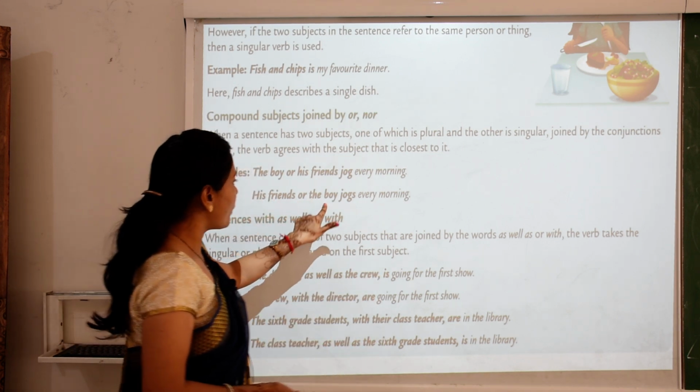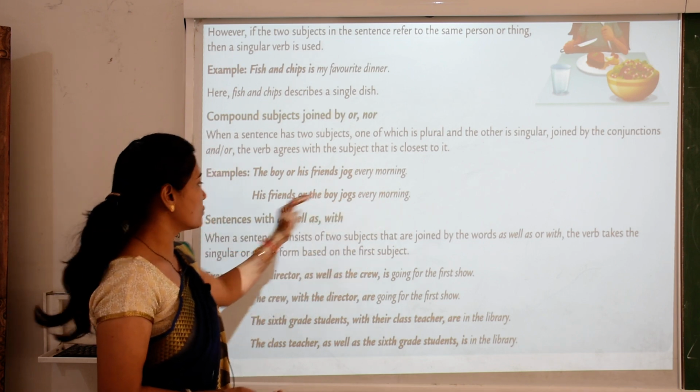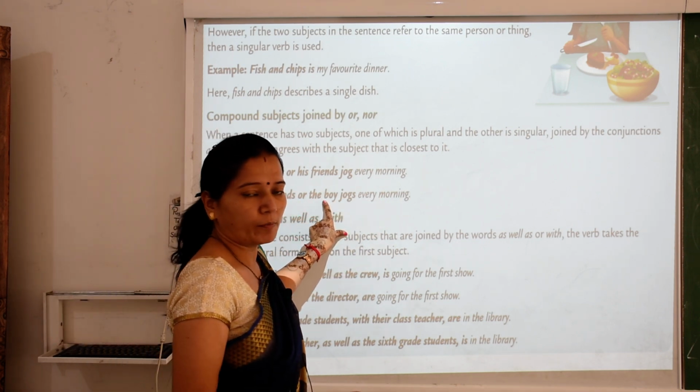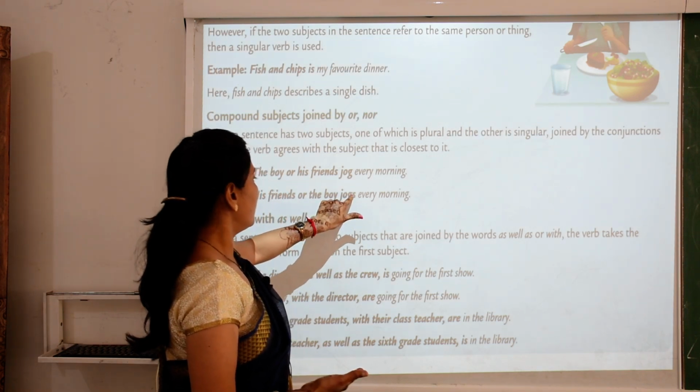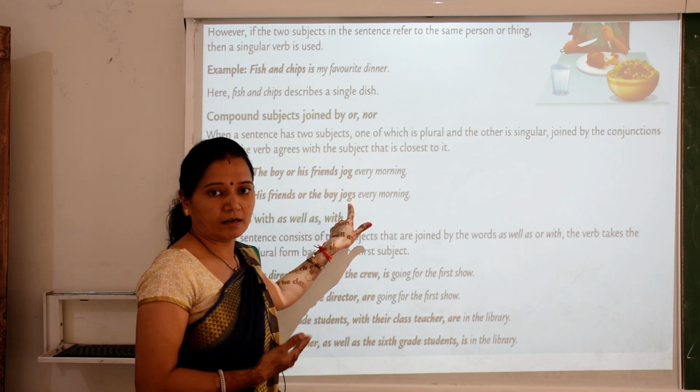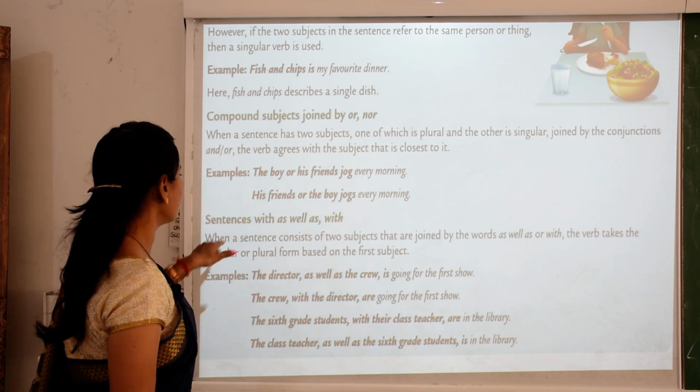His friends or the boy jogs every morning. So as you can see here, this is in the plural form and this is in the singular form. So the verb nearest, closest to the noun, according to that we will put the verb.